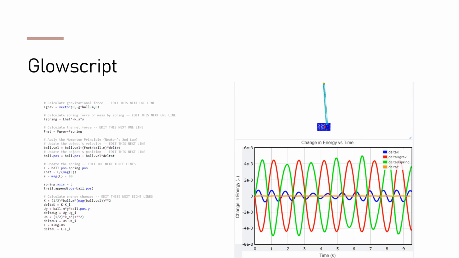Here is GlowScript, the computational model which we then compare to the analysis later on. The graph on the right computes the change in each individual energy and also plots the change in total energy. The model above it is also made to match up with the data points from the analysis video, but we will see that it doesn't exactly do this.